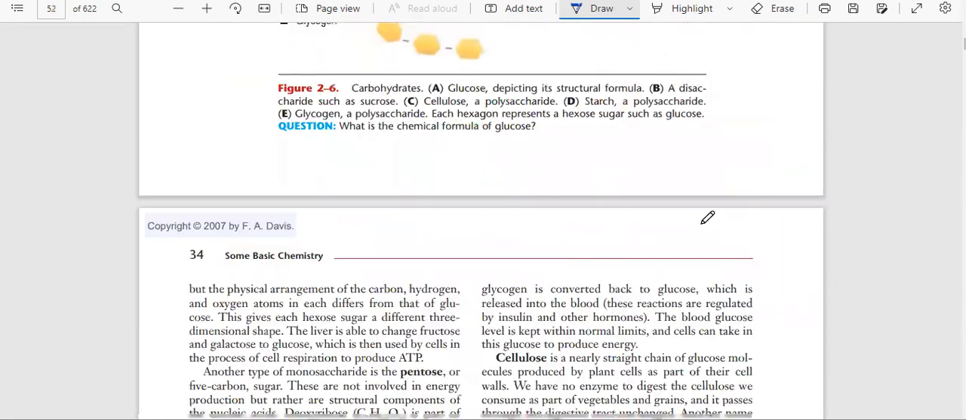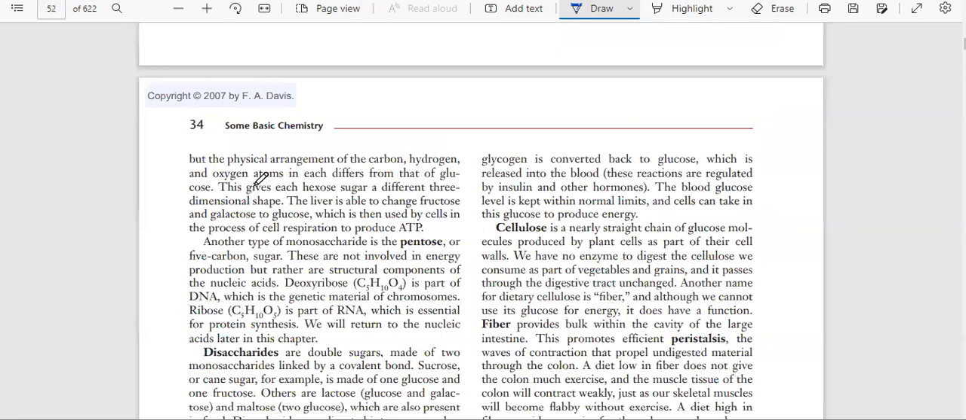C6H12O6. These are monosaccharides, but the physical arrangement of carbon, hydrogen, and oxygen atoms in each differs from that of glucose. This gives each hexose sugar a different three-dimensional shape. The liver is able to change fructose and galactose to glucose, which is then used by the cells in the process of cell respiration to produce ATP.